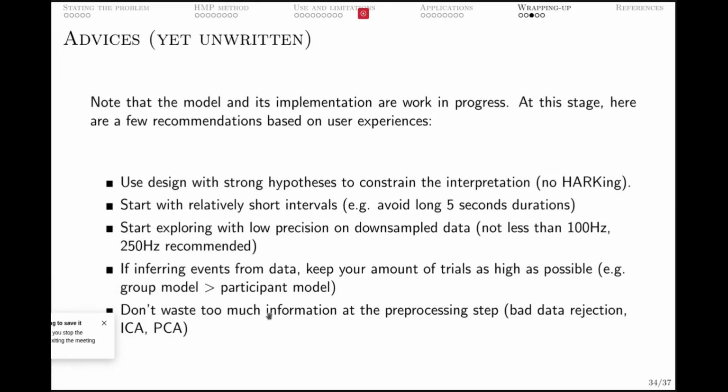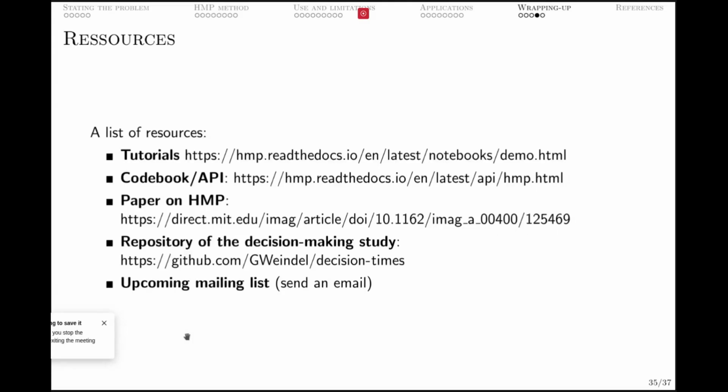Also important, don't waste too much information at the pre-processing step. I'm going to show you later, but we have an HMP pre-processing pipeline to avoid just this habit that we have when we start with EEG to try to have the cleanest signal possible. But this is also about the ICA, right? I usually only remove blinks, if ever. And also at the PCA step that we saw, we shouldn't remove too much of the information. We should keep it as maximal as possible.